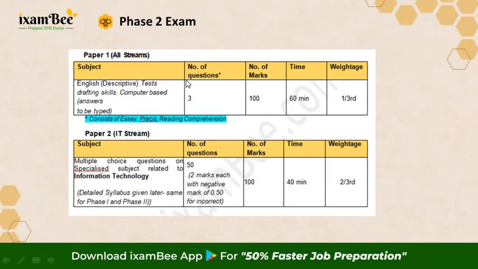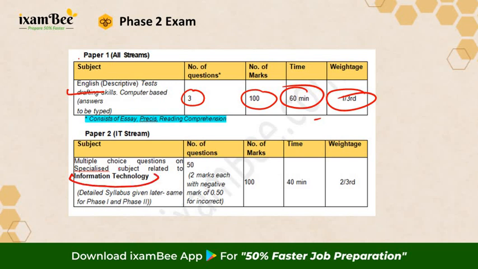Now let's talk about the Phase 2 exam. In the Phase 2, there will be again 2 papers. First paper will be English descriptive, in which you will get 3 questions of 100 marks and time will be 60 minutes. The weightage of this paper will be 1/3. Now paper 2 will consist of specialized stream questions. In the IT stream, you will get 50 questions of 100 marks and the time allotted will be 40 minutes and the weightage of this paper will be 2/3.